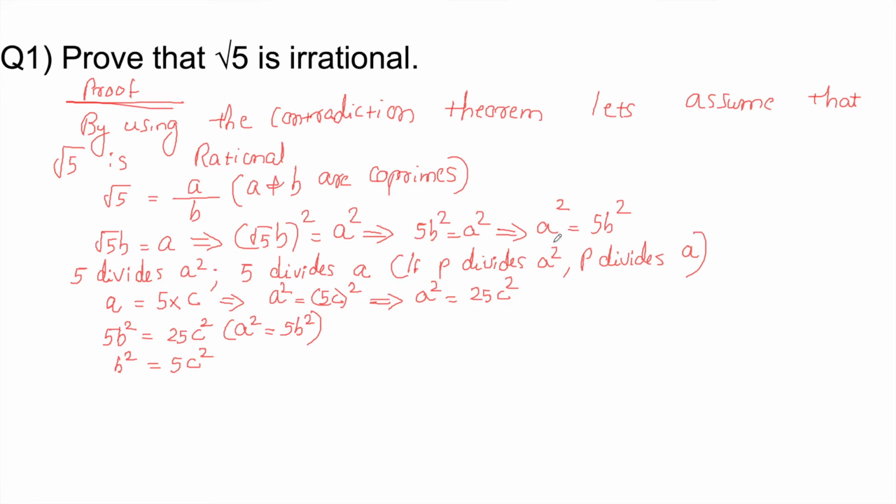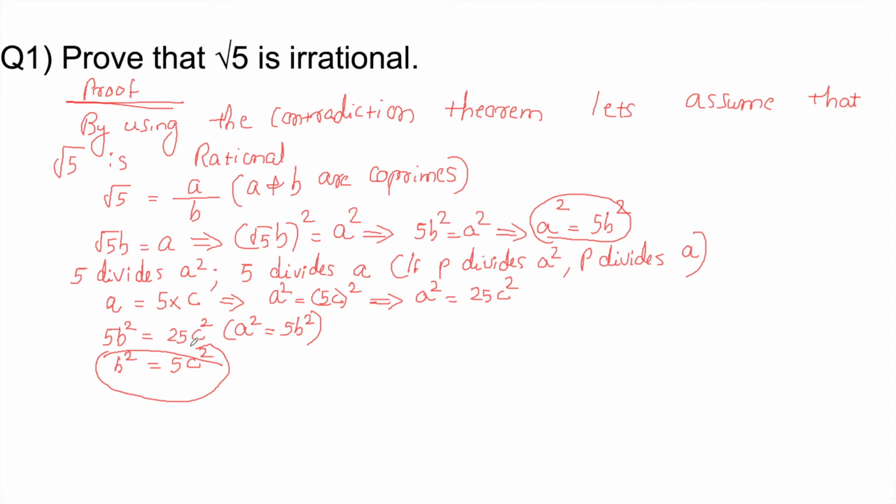Okay. Now we can compare these two. A square is equal to 5b square. B square is equal to 5c square. Okay. That means 5 is a factor of both a square and b square. A and b share a common factor 5 by our proof. But what was our assumption? A and b are co-primes. They are not sharing any common factor other than 1. But now it shares the common factor 5. That means this contradicts our assumption.